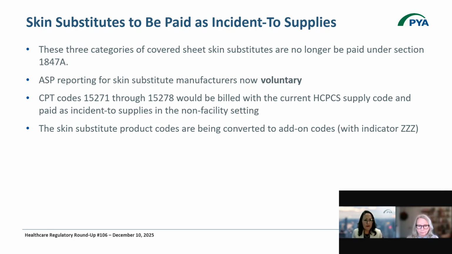So again, the three categories that are skin substitutes or covered skin substitutes will no longer be paid under Section 1847A. They will now be paid under this new flat fee methodology. The ASP reporting for the skin substitute manufacturers is now voluntary for these specific ones. It's not voluntary for the one that falls outside of this. And then the CPT codes would be billed with the supply code and as an incident to supply in the non-facility setting. Because these supplies are always billed with the application, they're now also converting these supply codes to add-on codes and indicating them as a ZZZ indicator.